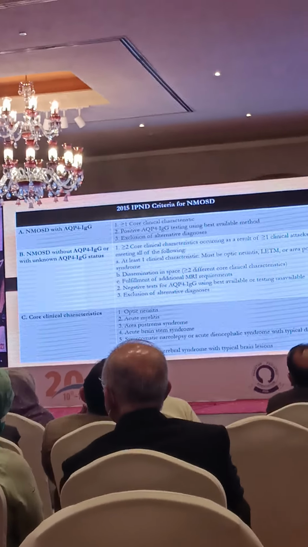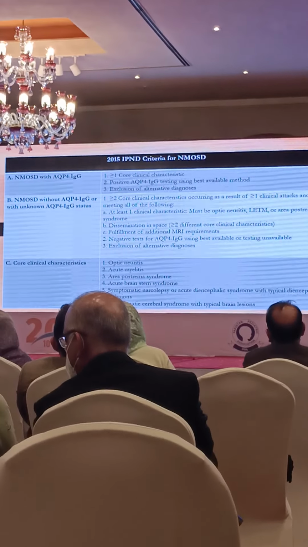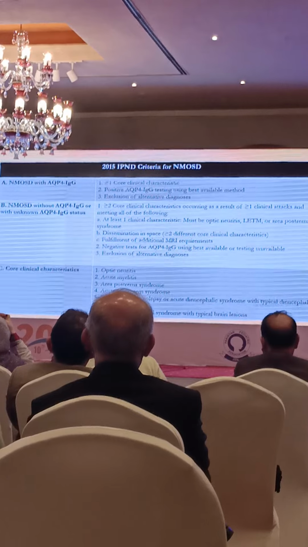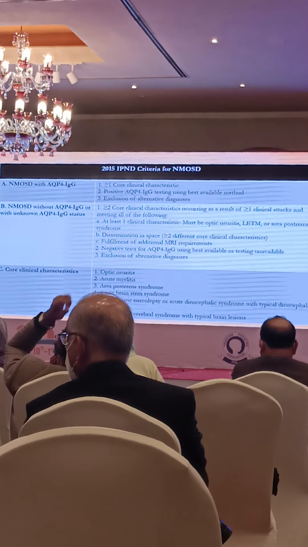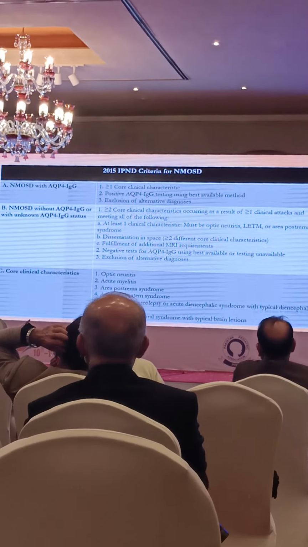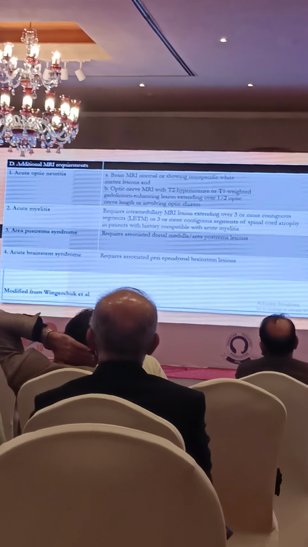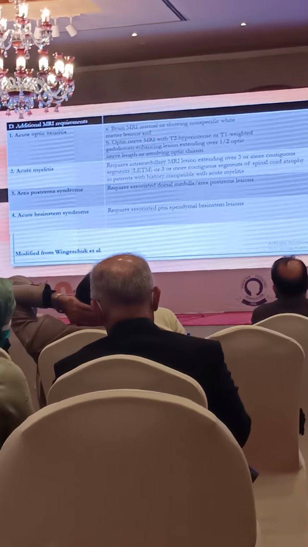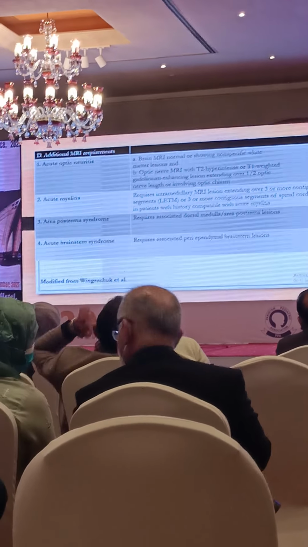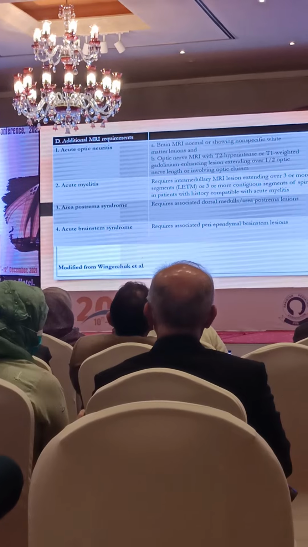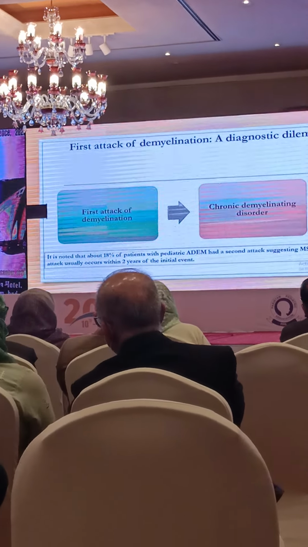Area postrema is the area present in the dorsal medulla, and it is clinically characterized by intractable vomiting and hiccups. And symptomatic narcolepsy and diencephalon involvement are also very important clinical core criteria. And the optic neuritis of NMO spectrum disorder is characterized by long segment involvement, and usually it involves the optic chiasm. And the transverse myelitis is also a long segment extensive myelitis.